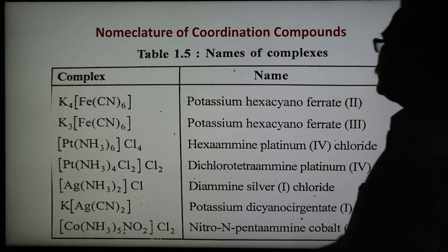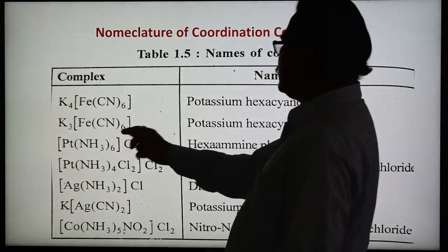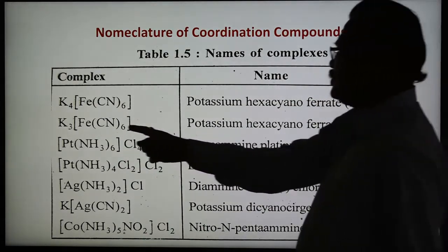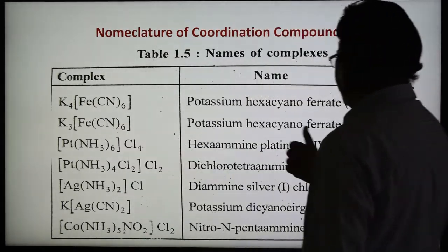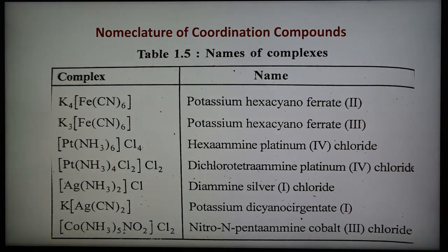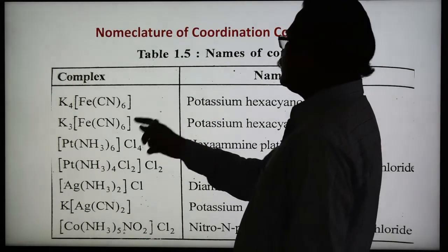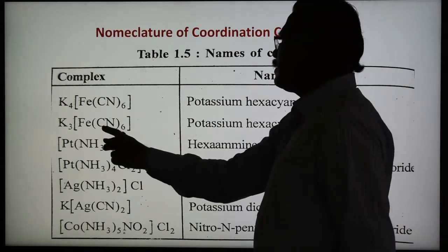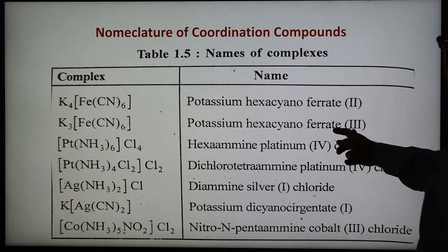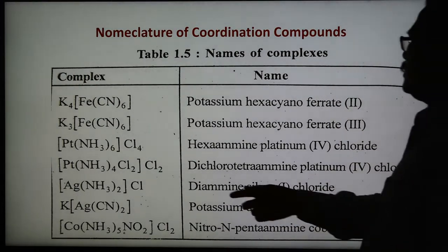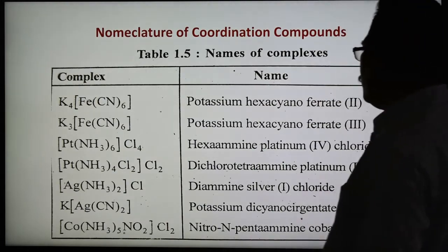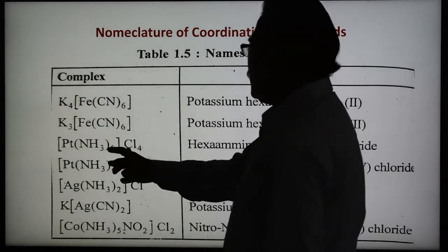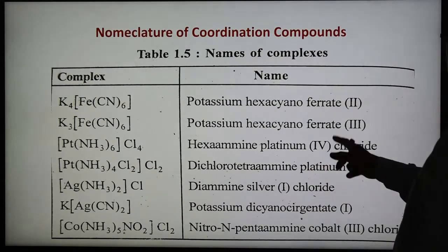Another example is K3[Fe(CN)6]. The name is again potassium hexacyanoferrate. The oxidation number is 3 because this complex has 3 minus, so 6 minus 3, so 3 is the oxidation state for ferrate. Again, Fe is part of the negative complex ion, therefore write ate at the end. Another example is [Pt(NH3)6]Cl4, so its name is hexaamine platinum 4 chloride.